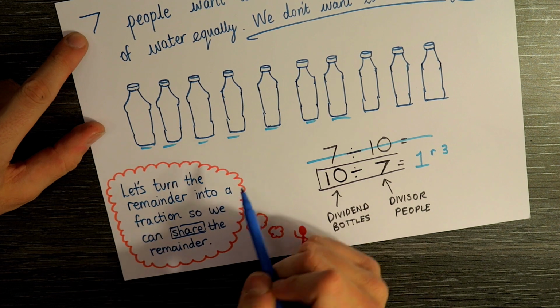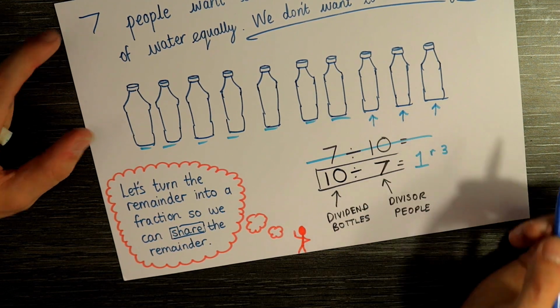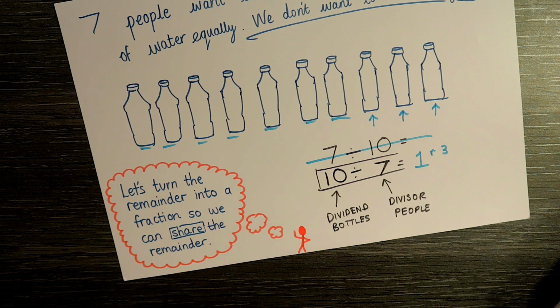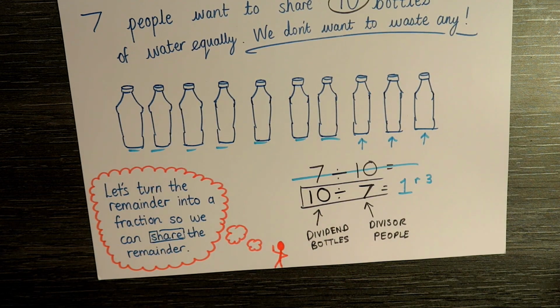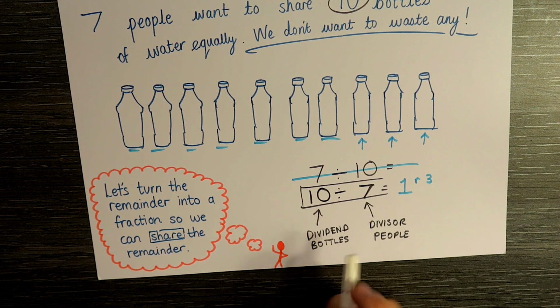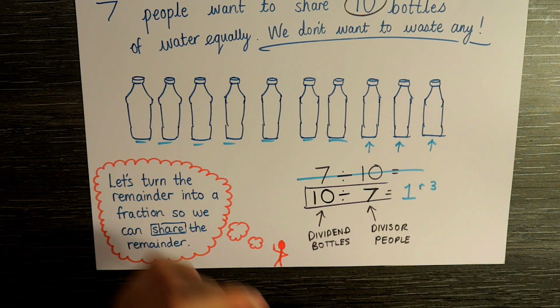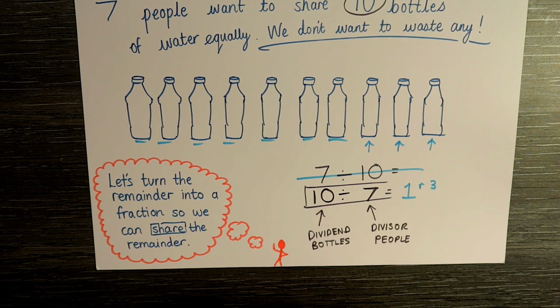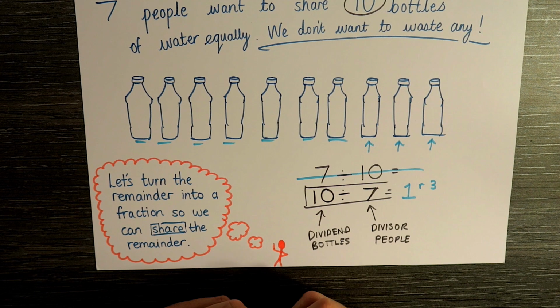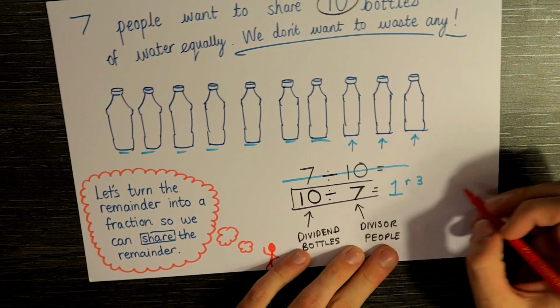1 bottle for each person. And then we've got these 3 left over, which we don't want to waste because that's just a waste of plastic and a waste of water. So this is what we are going to do. We are going to split these 3 bottles up so that we can actually share the water with 7 people. So if you're going to split up a bottle to share between 7 people, what are we going to split it into?